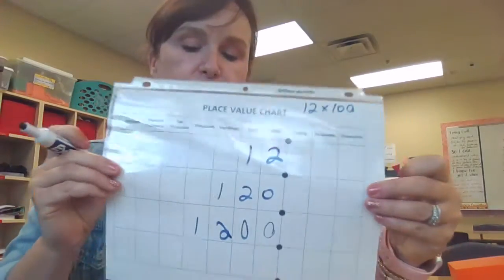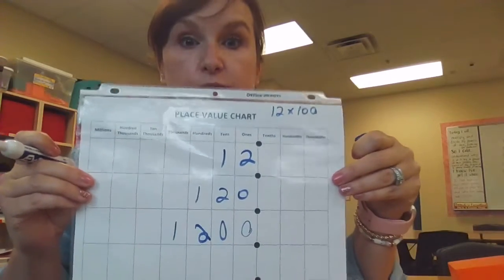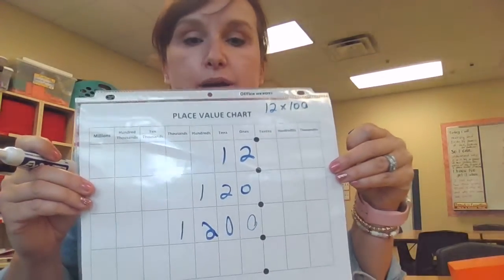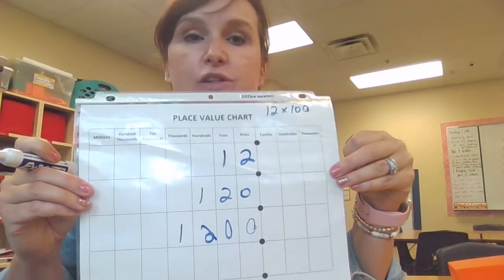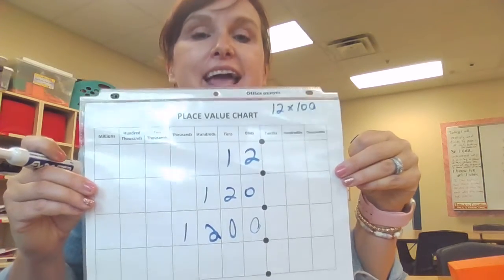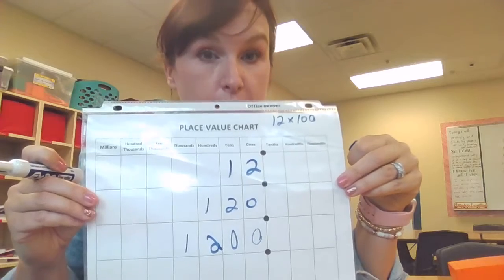So we're going to shift everything one place value to the left, and we are going to fill in with zeros. So what happens if I win the lottery and I buy 10,000 boxes of donuts?